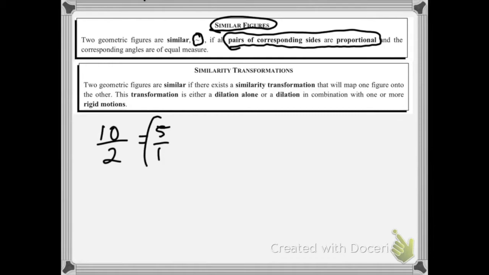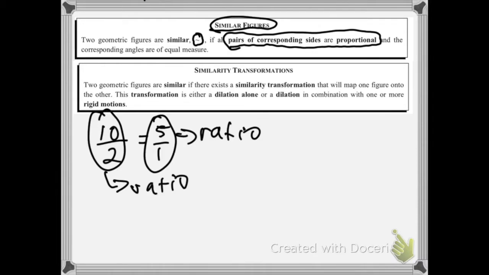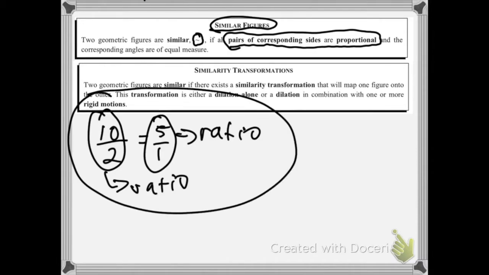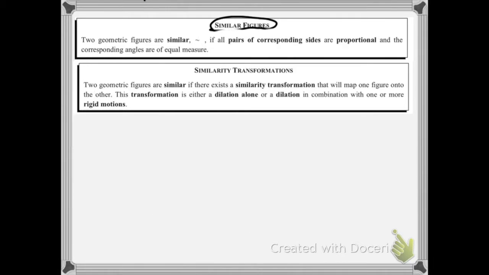So these two ratios, right? This is a ratio and this is a ratio. And this whole thing represents a proportion, okay? So we're going to be exploring this idea. This is what a proportion is. Okay, so we know that the corresponding sides have to be proportional. That means some fractions are involved there. And we also know that the corresponding angles have to be equal or congruent.